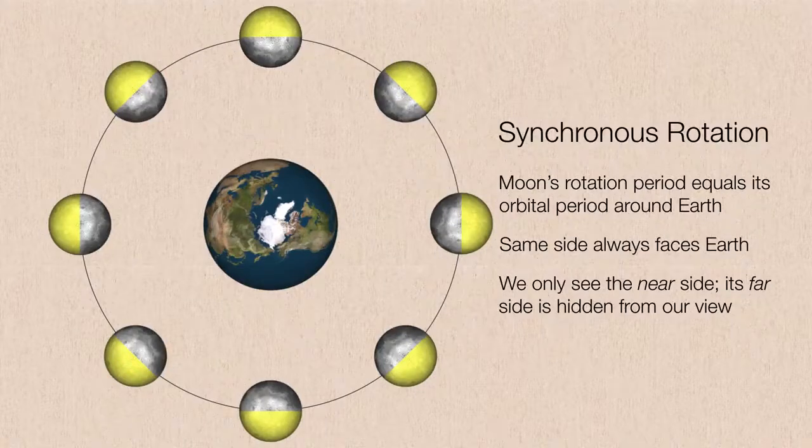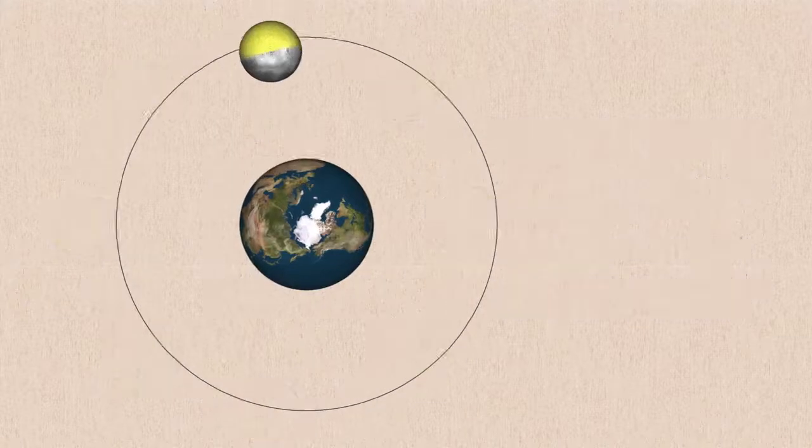Therefore, the far side, by definition, is forever hidden from our view. As we saw in the previous images, if we wanted to actually view the far side of the moon, you have to go there, or at least send a spacecraft there to take a picture and send it back.